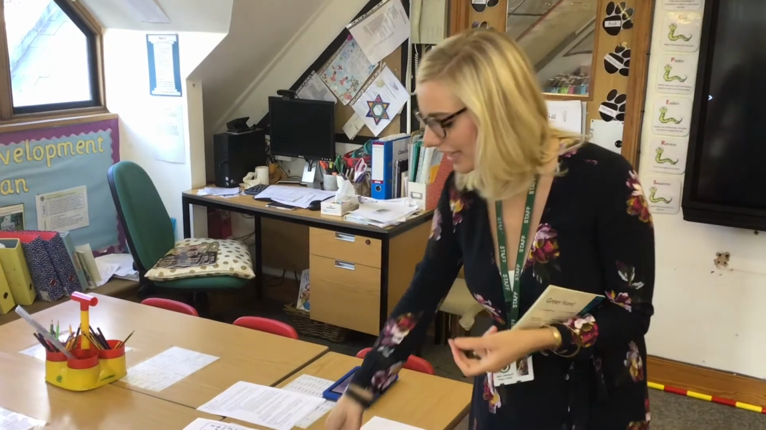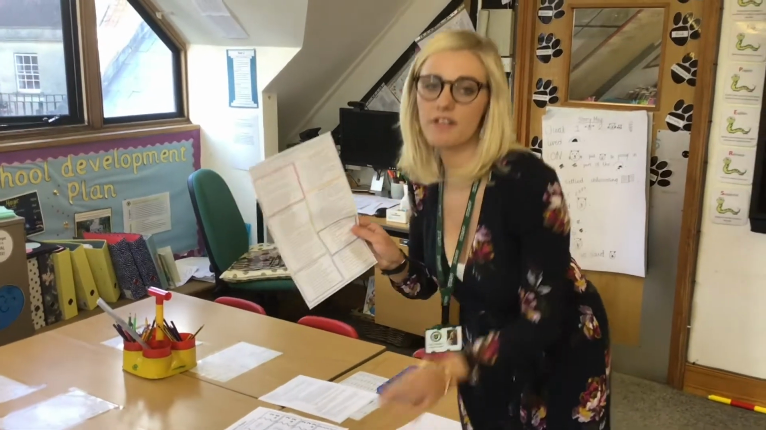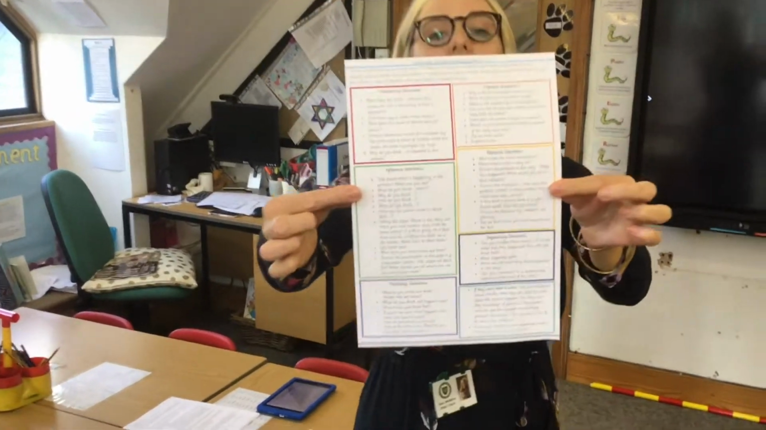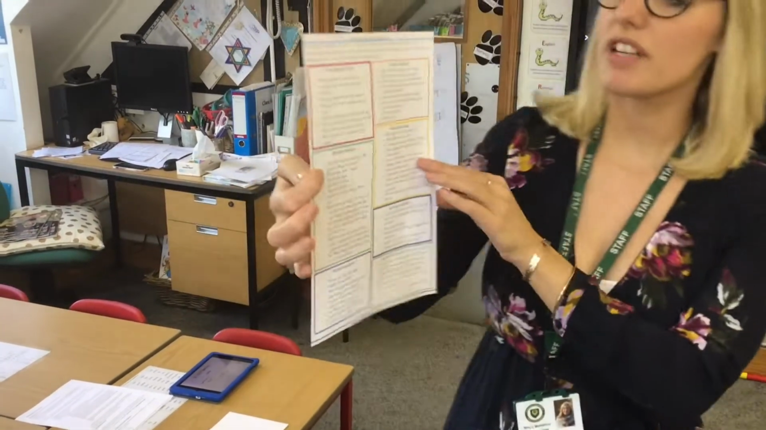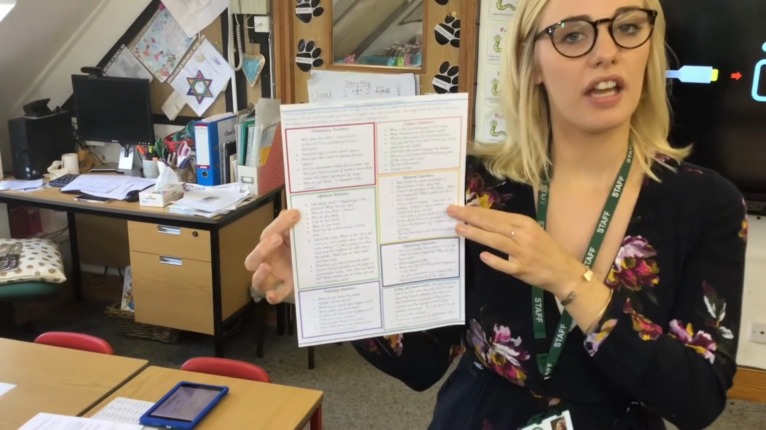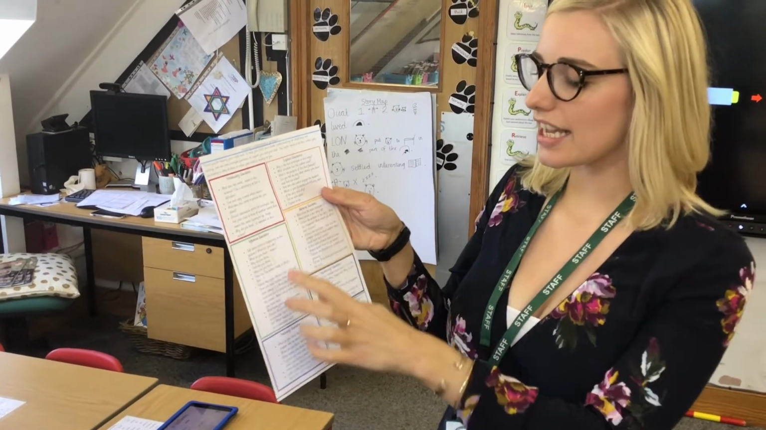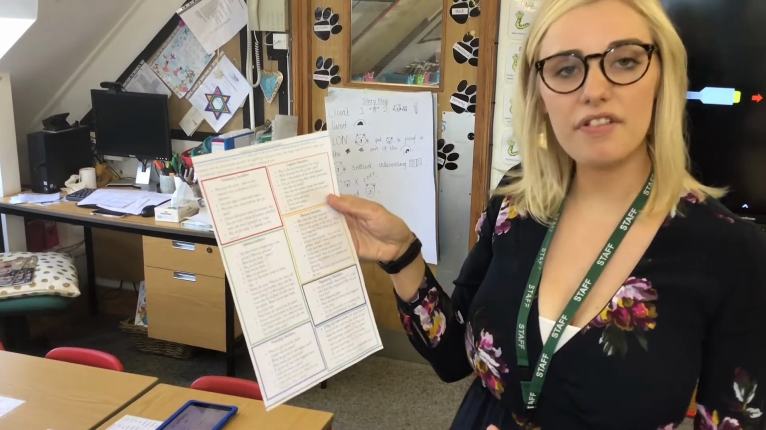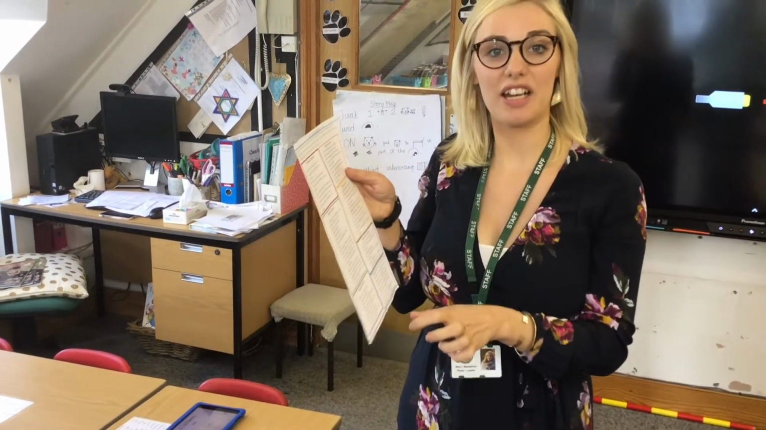Okay? Now, when you've heard your children read, in the yellow reading record, there is going to be a sheet stuck to the front of it. I'm going to hold it here. And this is to help you at home. This is a reading comprehension prompt. Okay, there's lots of different questions and they have been split into 7 areas because there are more than 7 areas for reading comprehension.